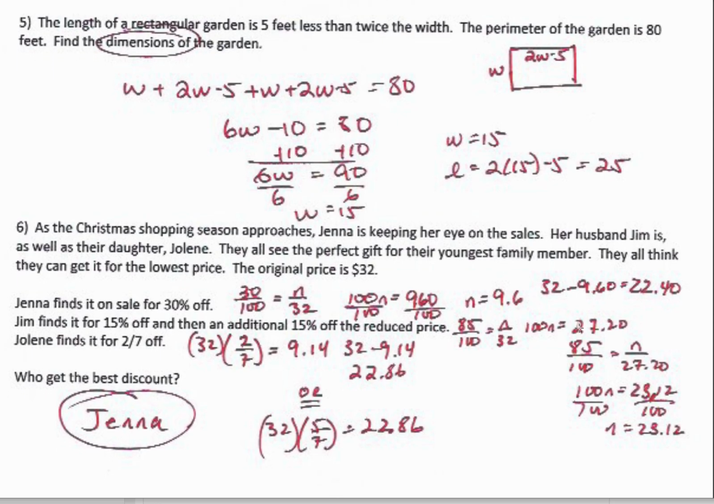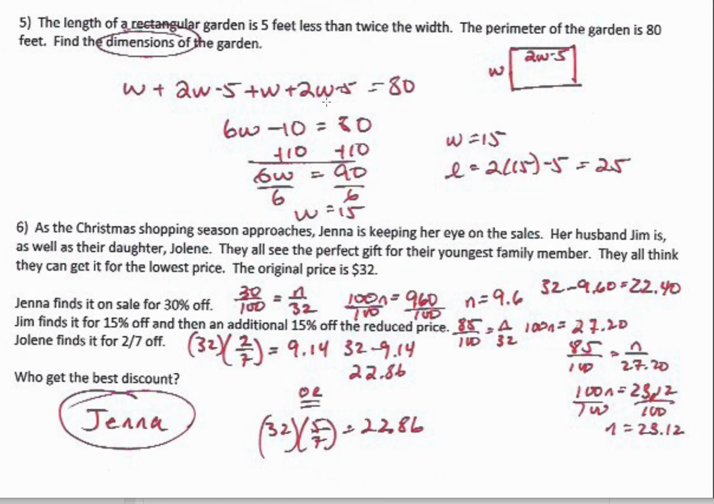Okay. The perimeter problem we've done so often during this marking period. Length is 5 less than twice the width, so that's 2W minus 5. Remember, less than, switch the order. Last shall be first, first shall be last. And the perimeter is 80, and you have to find the dimensions. So let's add up all the sides. Left, top, right, bottom. Adding them all up.